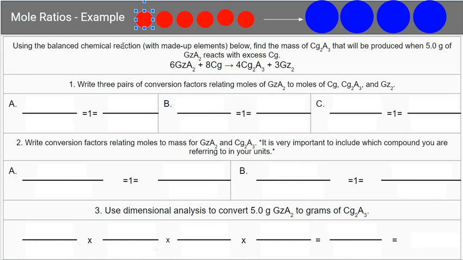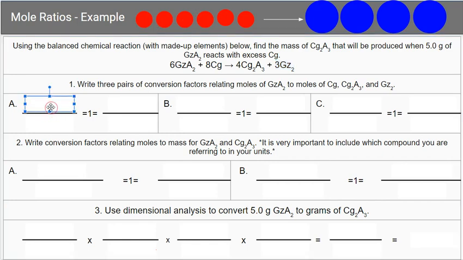What we do have a clear relationship for is the moles. We know we're going to have 6 moles of GZA2, 8 moles of CG, and we're going to end up with 4 moles of CG2A3 and 3 moles of GZ2. So what I want to do right now is start practicing writing some conversion factors using equalities showing the mole to mole ratio.